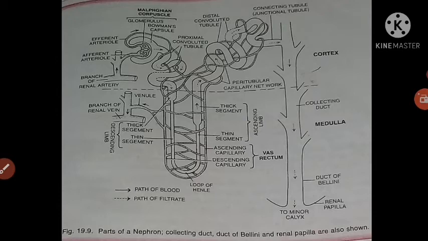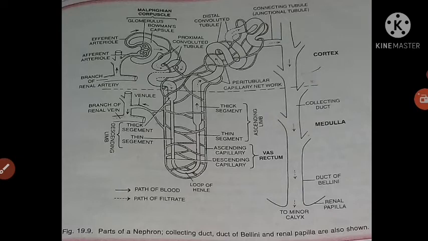The descending limb is comprised of a thick segment and a thin segment. The upper part is the thick segment, while the distal part is the thin segment. The ascending limb of Henle has a thin segment in the proximal part and a thick segment in the upper part. The ascending limb continues as another highly coiled tubular region called distal convoluted tubule.